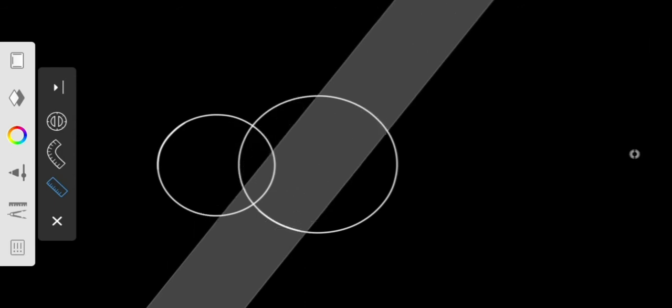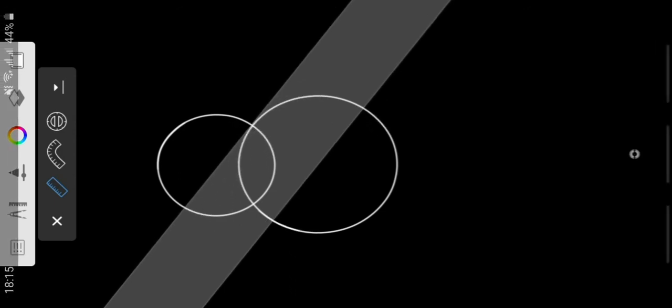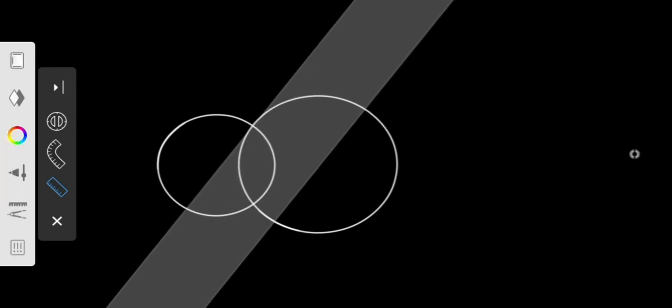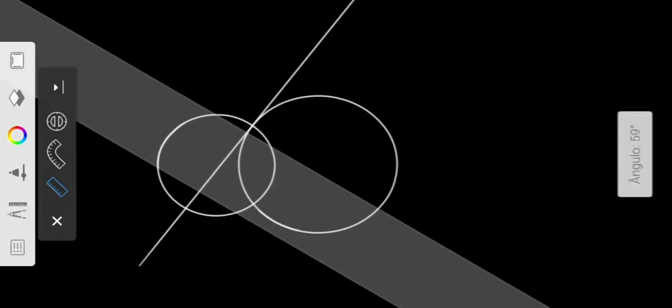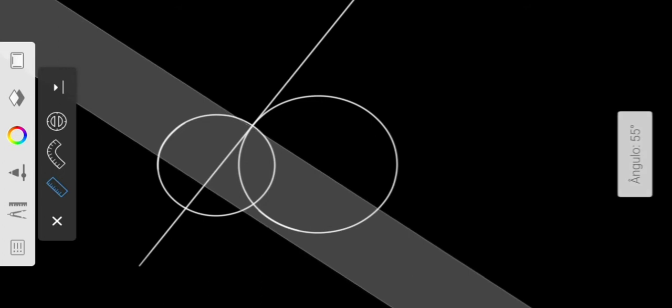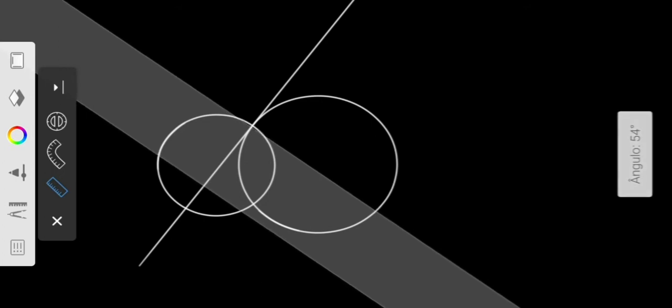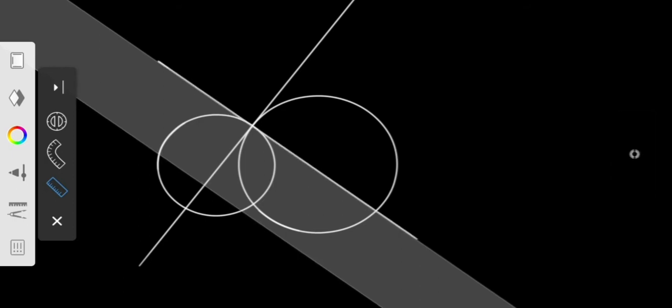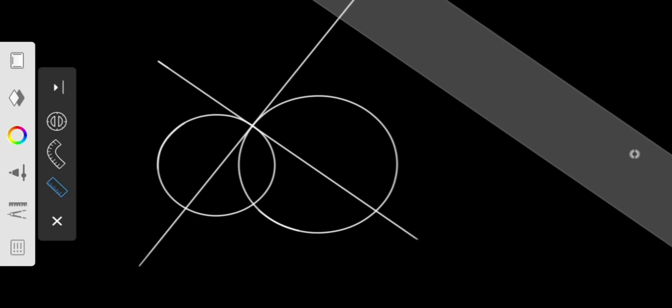Now we are going to draw the tangent lines, okay? So this is the first tangent line, okay? And now the second tangent line to the second circle over here, okay? Here. Okay, so this is basically what he told us.